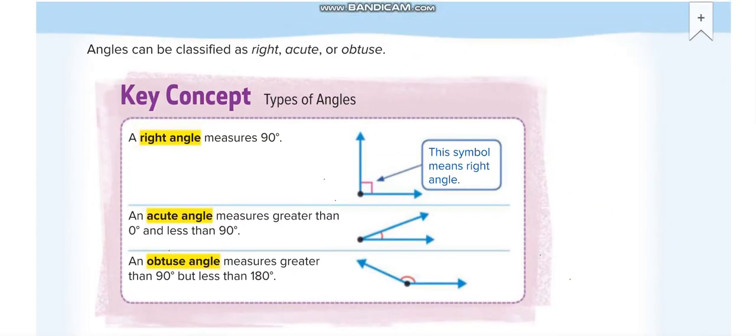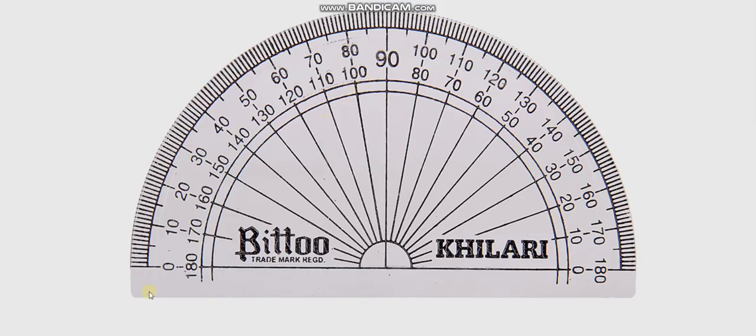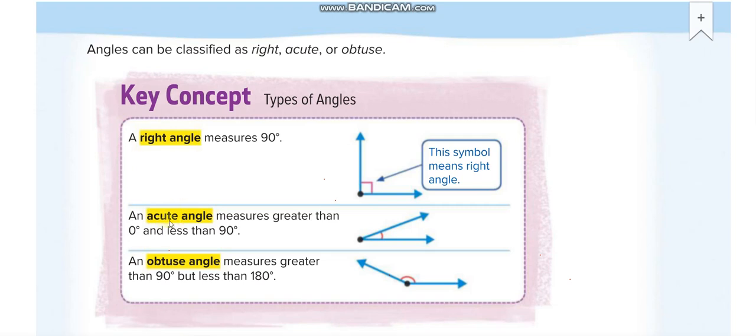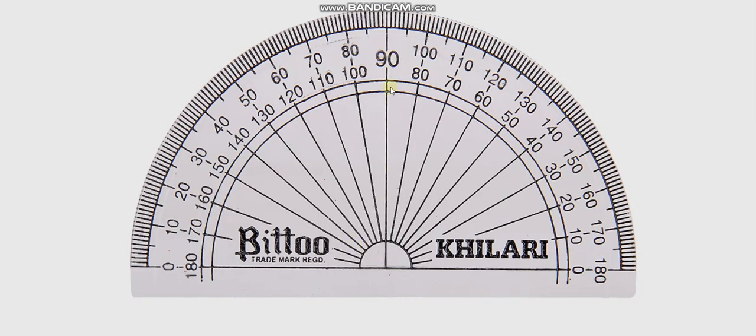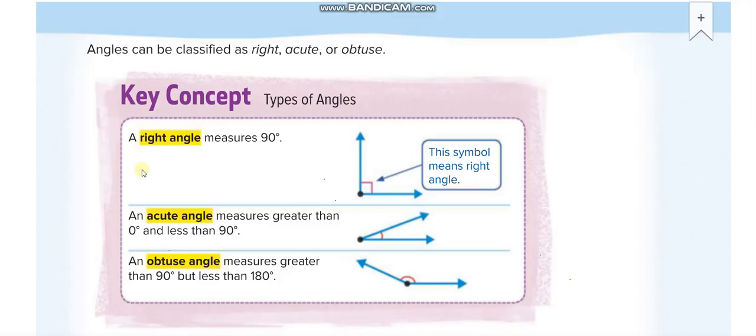Now here you have to understand the things. If I'm starting from this side, 0, I reach till 90. If my angle is less than 90, less than 90 means 80, 70, 60, that is known as acute. Acute means a small angle, that is known as acute angle. If my angle is exactly at 90 degrees, this line and this straight line, that is known as right angle, which means 90 degrees.